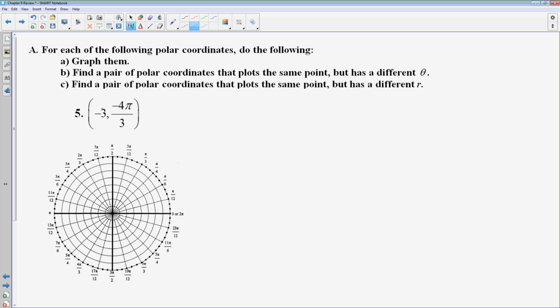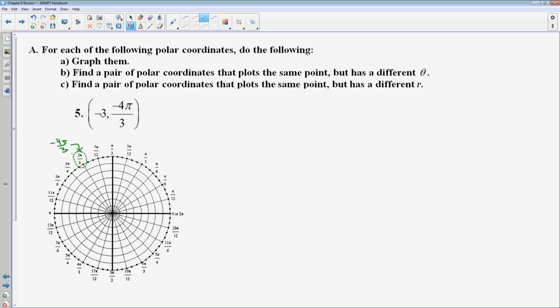Okay, let's see. Negative 3, negative 4 pi over 3. So let's see, negative 4 pi over 3. I would find positive 4 pi over 3. Here's positive 4 pi over 3. Negative 4 pi over 3 is going to be the angle straight above it with the same denominator. So there's my negative 4 pi over 3. So negative 4 pi over 3 is right here.